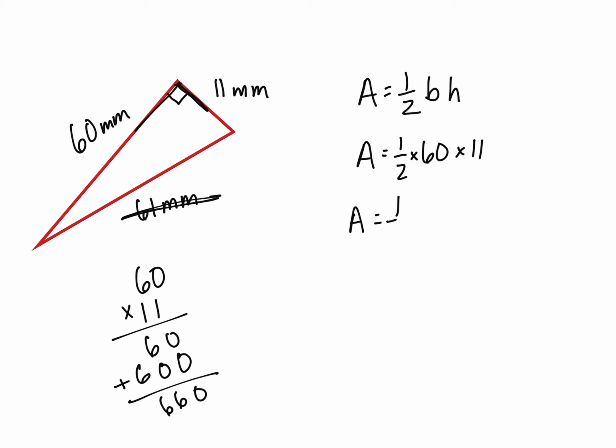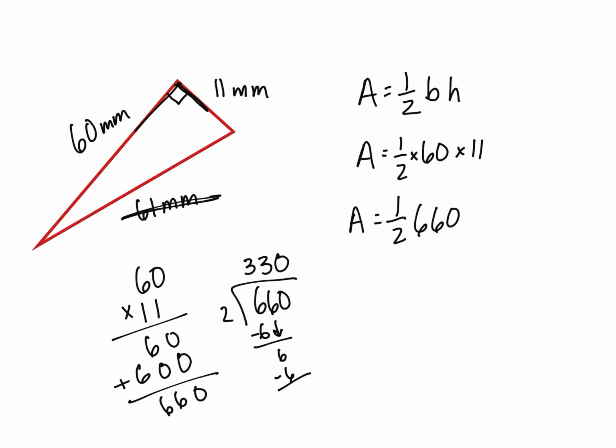So I have an area that is half of 660. One way we can think of that is taking 660 and dividing it into 2 parts. 2 fits into 6 3 times. Bring down the 6. 2 fits into 6 another 3 times. And then we have a 0 that we still have to keep in there. So the area is equal to 330 millimeters squared.